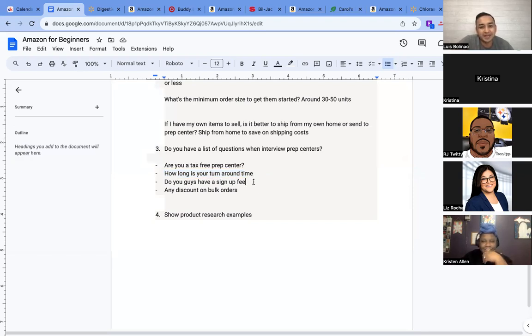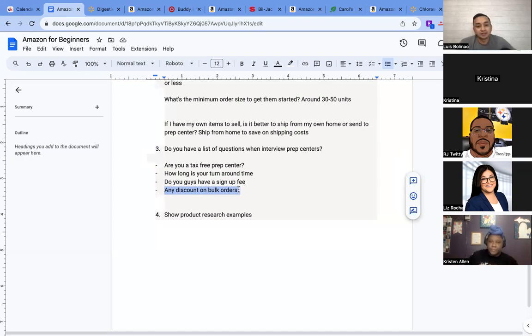Some prep centers have a sign-up fee and some don't. I've seen prep centers charge at least like 200 to 1,000 for sign up, and some are free. So if you can find a prep center with no sign-up fees up front, that's better, right? I would also ask if there are any discounts on bulk orders, because as you scale your business, it's good to have extra discounts, and that way you keep more money in your pocket.